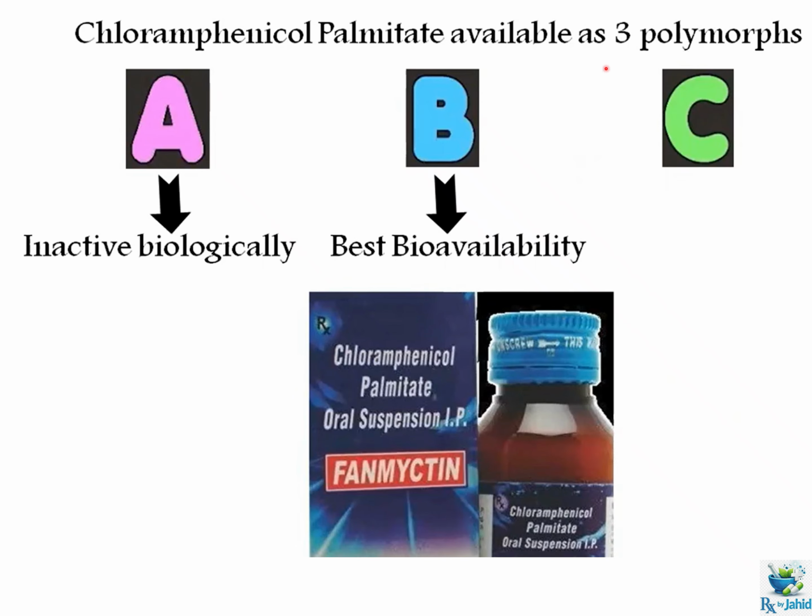Similarly, chloramphenicol palmitate is available in three polymorphs A, B, and C. Among these three, A is biologically inactive, but B is best absorbed from the GI tract. So we usually use the B polymorph.